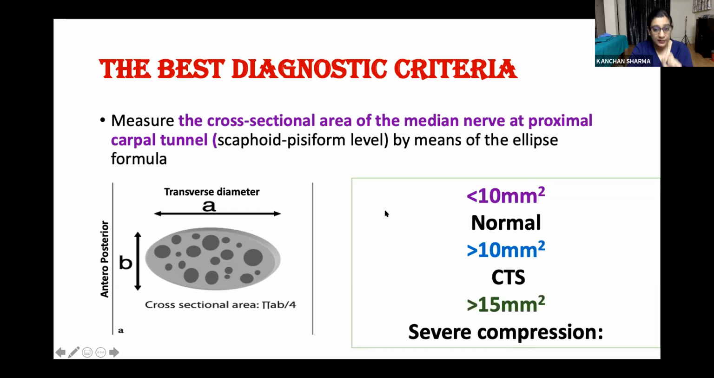Usually in a normal individual, it is less than 10 millimeter square. That is normal. But if it is more than 10 millimeter square, it is significant of carpal tunnel syndrome. But if the patient has got atrophy and you measure the area, and it comes out to be 15 millimeter square, that is suggestive of severe compression. Take help of our orthopedic friends.